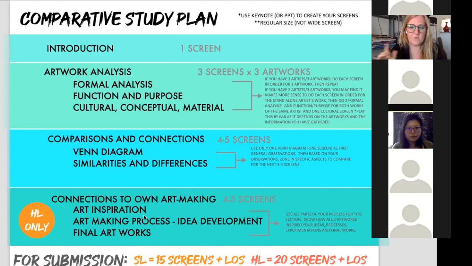And then for the HL, they do four to five screens of their reflective art making process. That includes the whole design process. So you're not just including your final artworks, you're talking about how the artworks and the artists in the comparative study have impacted your whole art making process as well as your final work.